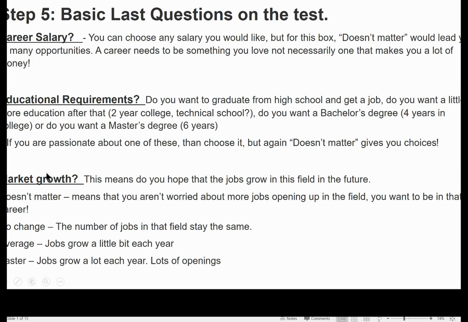And market growth, I would probably leave don't matter in that, but if you're concerned with how many jobs are in the field and you want something where jobs are growing a lot each year, you can click faster or no change. Again, doesn't matter is much better because it gives you more of an opportunity, and you want to choose a job that's right for you, and it might not matter if there's no change in the job.